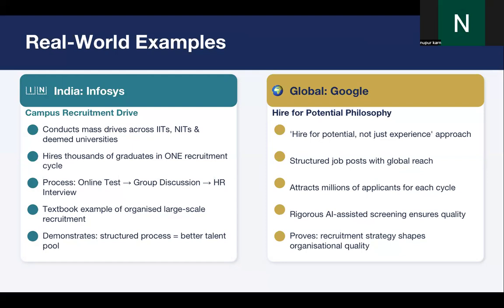What is done in campus recruitment? You conduct a mass drive across different colleges and universities. There you conduct interviews and you hire thousands of graduates in one recruitment cycle. And what is that process? That includes, first you take the online test, then GD happens, then the HR interview. So this is the process that is done in campus recruitment. So this is your example of recruitment.